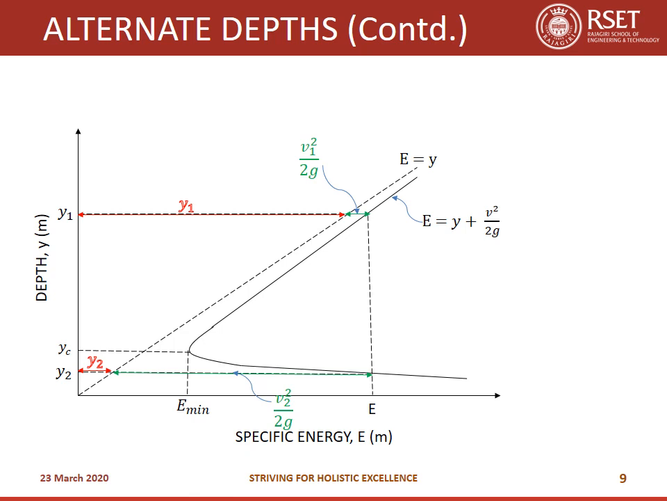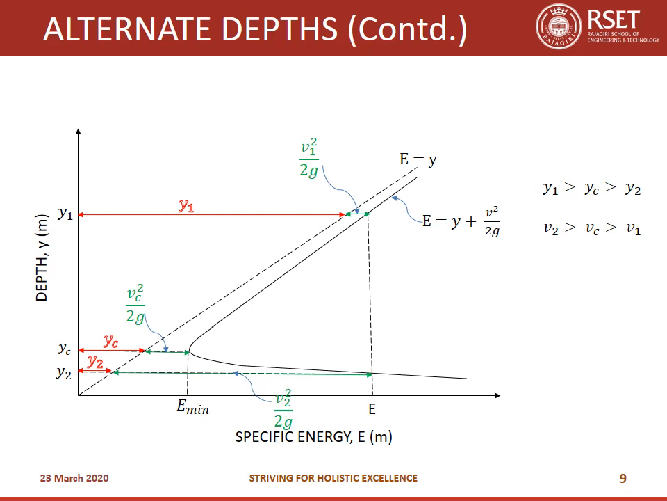Now if we check the critical depth YC, you can see the red horizontal distance corresponds to the value of YC and the green horizontal distance corresponds to VC squared by 2G, where VC is the critical velocity. So based on this graph, we can make some observations. It's very important to understand these observations. You can see that the value Y1 is greater than YC, whereas Y2 is lesser than YC. So of the two alternate depths, one of them would be greater than the critical depth and one of them would be less than the critical depth.